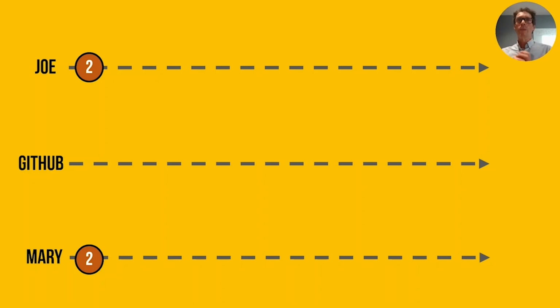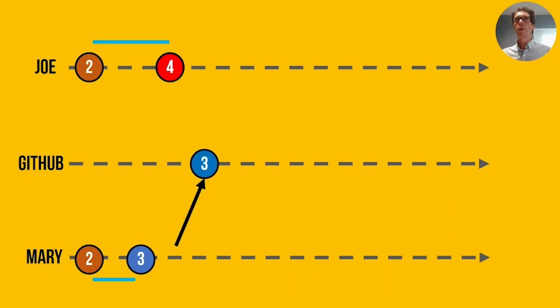Okay, let's just recap what we just saw. So at the start of this timeline, Joe and Mary were both at the second commit. They're in sync. And Mary does some work and creates commit number 3. Joe does some work, not realizing Mary's working around the same time, and does commit number 4. Mary pushes her work to GitHub. Joe tries to push his work, gets that error. That's why I've got the cross through there.